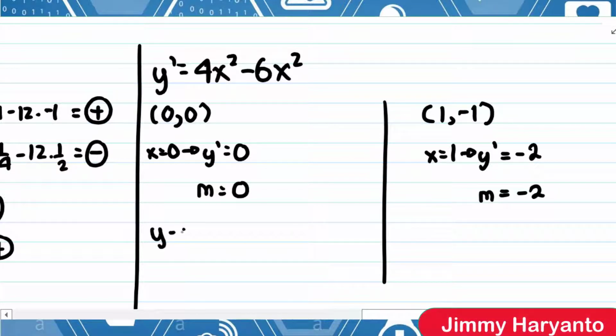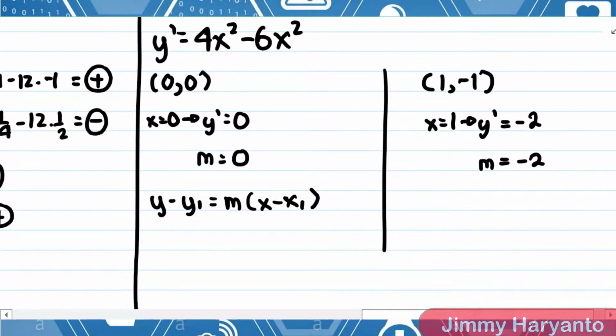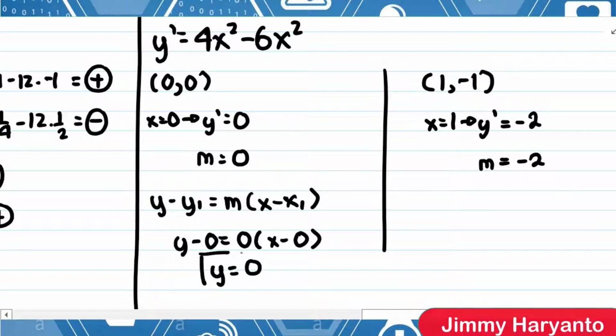Next is y minus y1 equals m in the bracket x minus x1. Actually, when you have gradient equals 0, you don't have to use this formula. You can find the line easily using a little bit of sketching, but if you want to use this formula, you can do it also. X minus 0, all of them is 0, so we will have y equals 0.